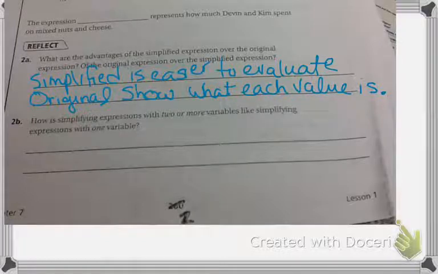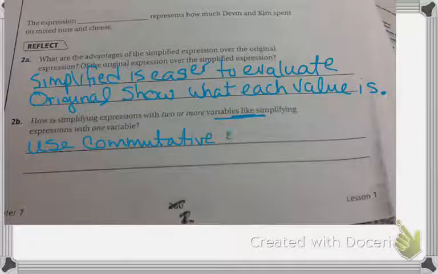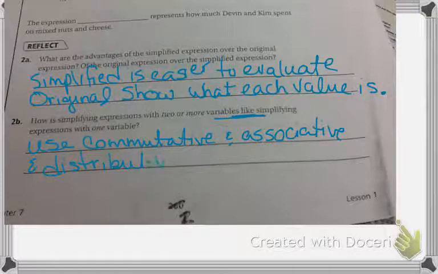So how are they like simplifying? We use commutative and associative properties and distributive properties to combine.